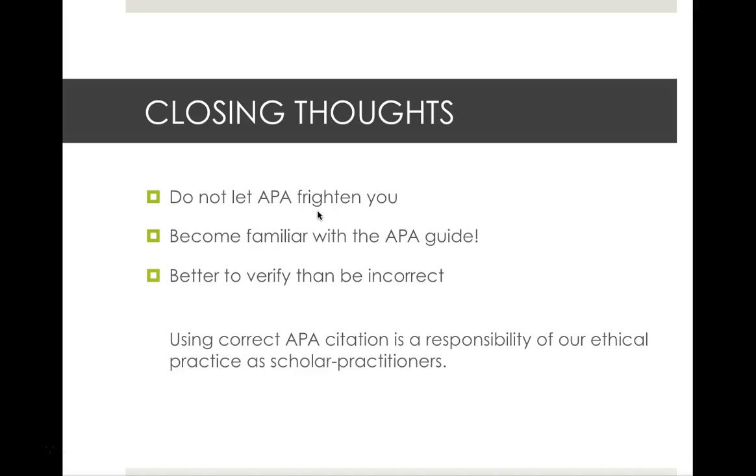And don't forget that with so many rules and different ways of citing in text and on a reference list, it's very easy, even for people who do this professionally, to become confused. So if you have a question, it's better to verify than be incorrect. Go back and look up the appropriate way to cite something in text or on a reference list, because using correct APA citation is a responsibility of our ethical practice as scholar practitioners.